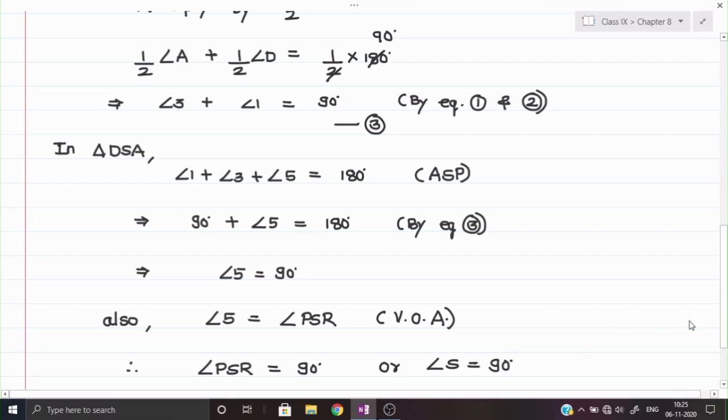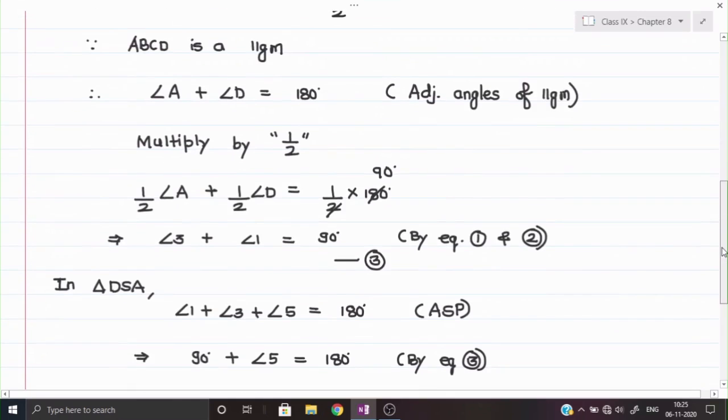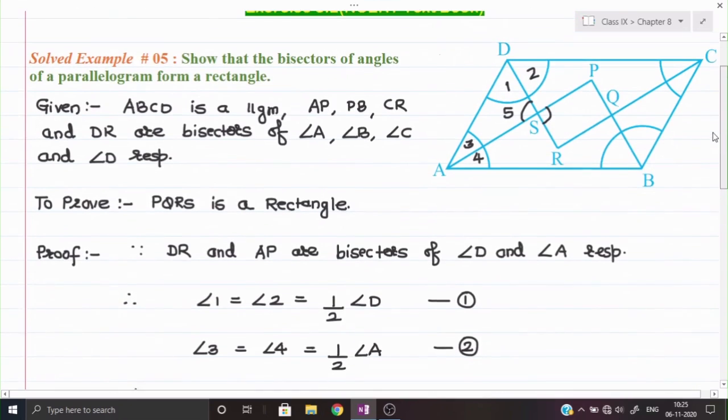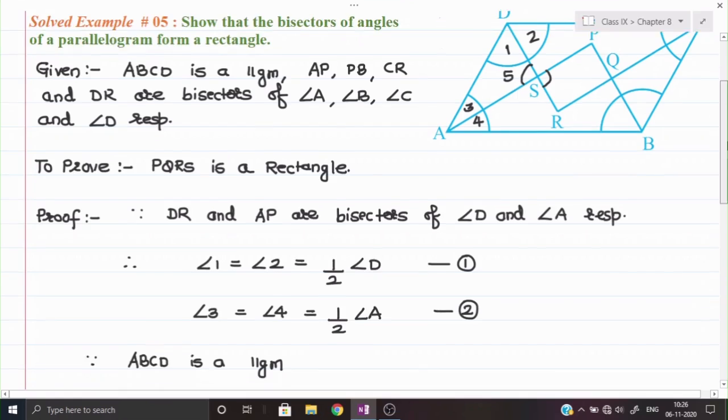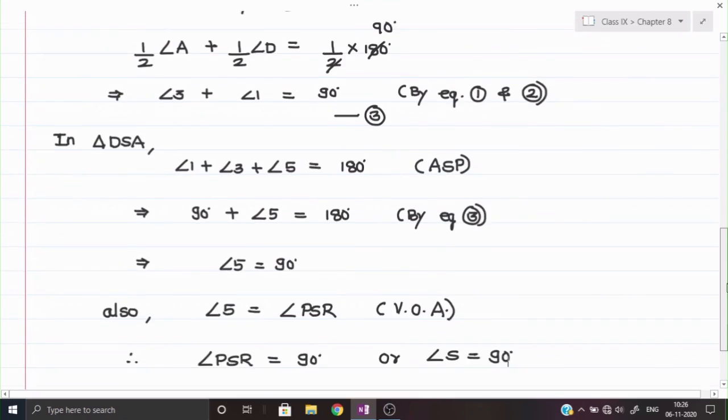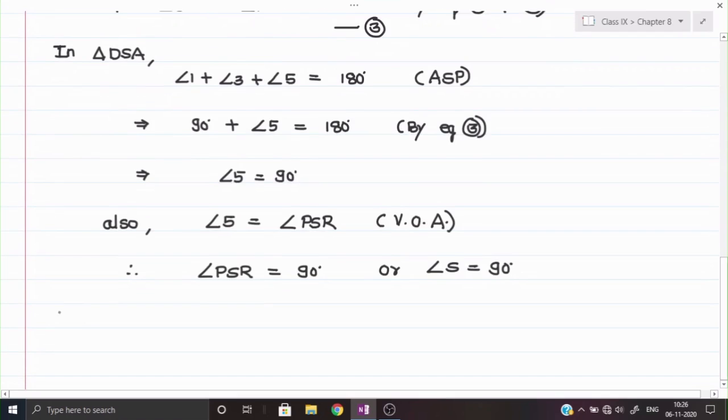As we have proved in the previous question, one angle if we are proving 90, on a similar basis one more angle we can prove as 90 degrees. So in front of angle S you observe angle Q is coming. So same way angle Q will also be proved as 90 degrees. So here we can write down similarly angle Q will be equal to 90 degrees. Now only two more angles we need to prove as 90 degrees.